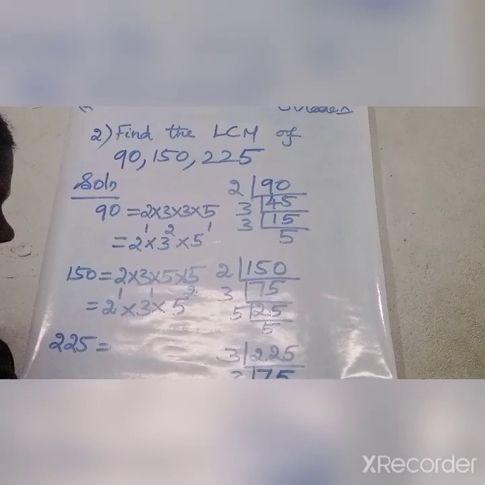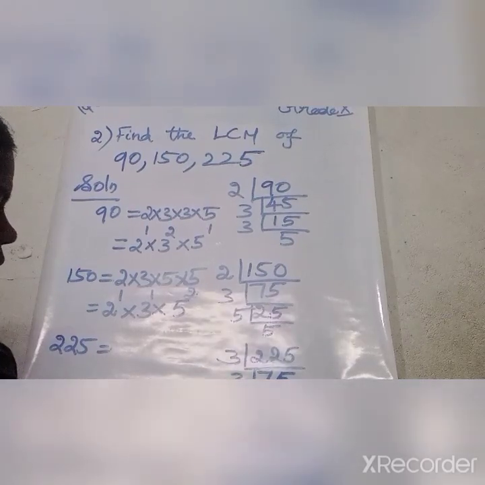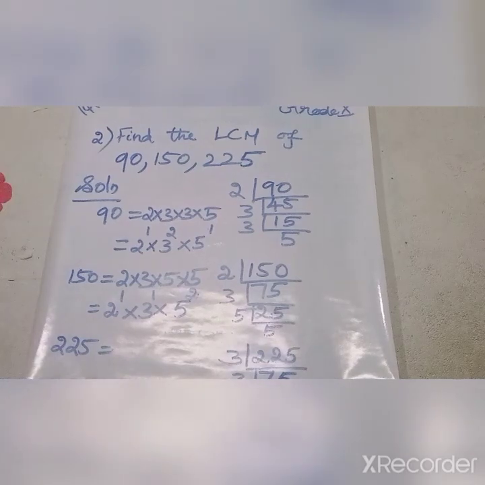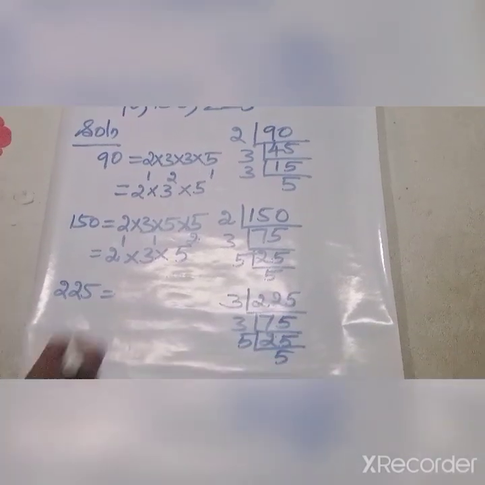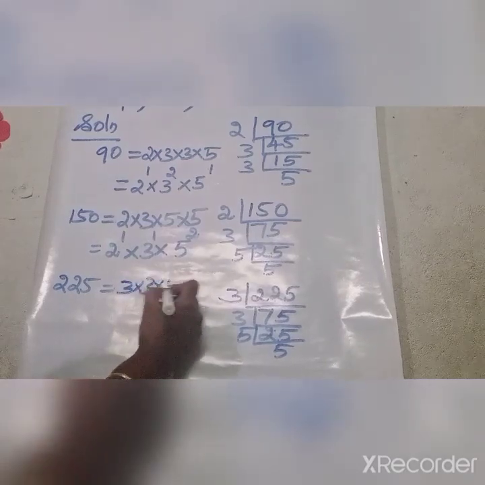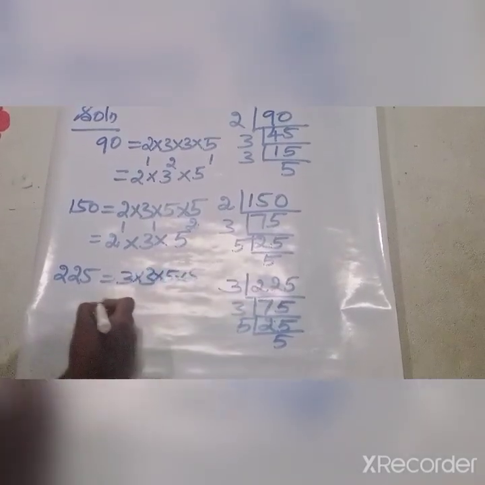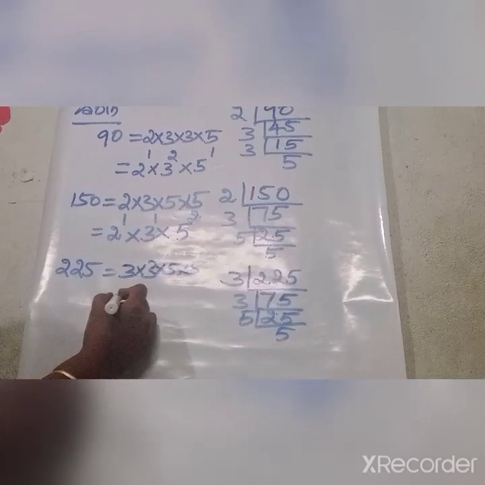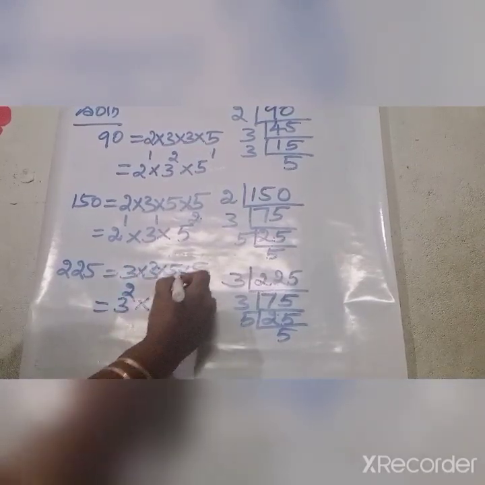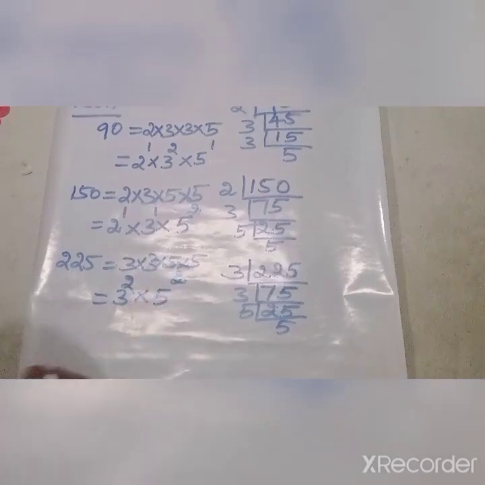Again 3 table. 2 3s are 6. 5 3s are 15. 5 5s are 25. So it can be written as 3 into 3 into 5 into 5. Here 3 is 2 times, so it can be written as 3 power 2, and 5 also 2 times, so it can be written as 5 power 2.